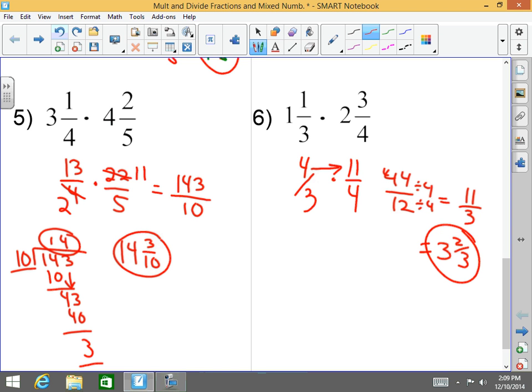Either way you want to do it, whatever makes sense to you, whatever you're comfortable with. But after all the work we've been doing on multiplying and factors and GCFs, it just makes sense to cross divide or cross reduce.